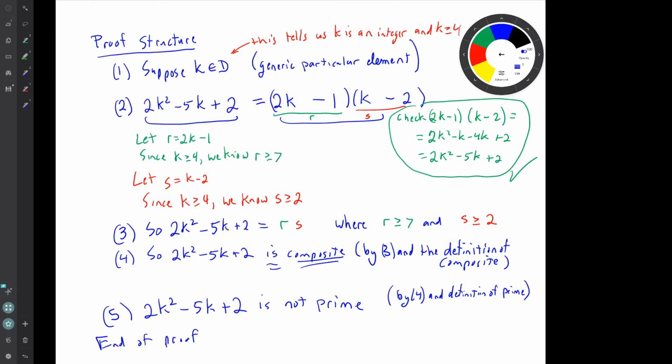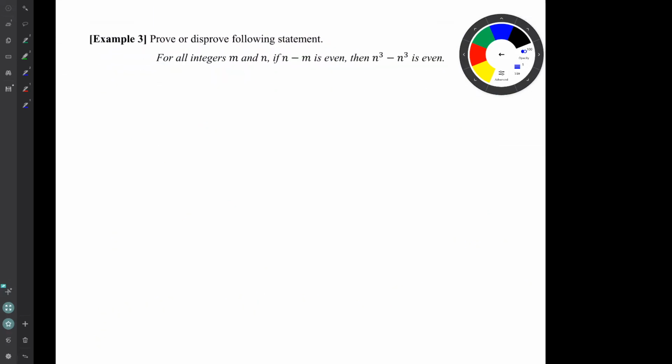That's the end of that example. Let's go on to the next. Prove or disprove. For all integers m and n, if n minus m is even, then n cubed minus m cubed, this is a typo, should say m cubed, is even. We're not told whether this is true or false. Well, shoot.